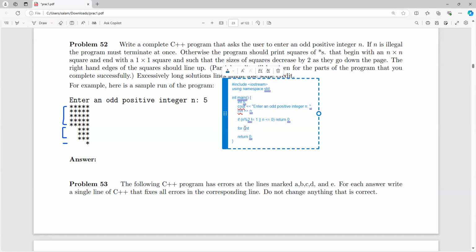So let's start at the first square. So this is our first square. Square is equal to n. Square is greater than or equal to 1. And we subtract the sides by 2. Minus equals 2.